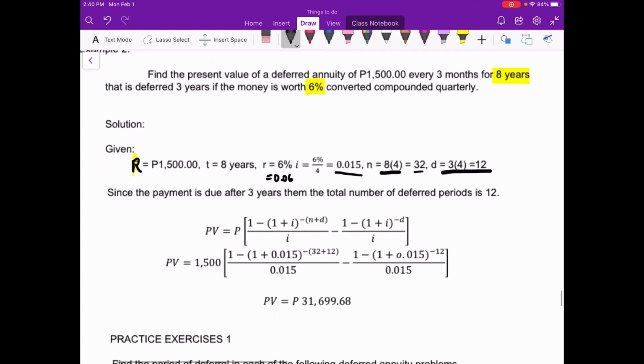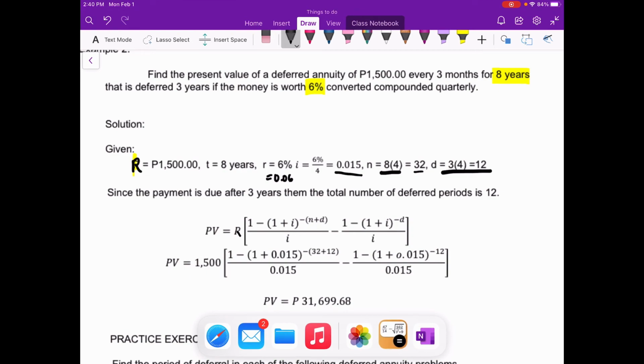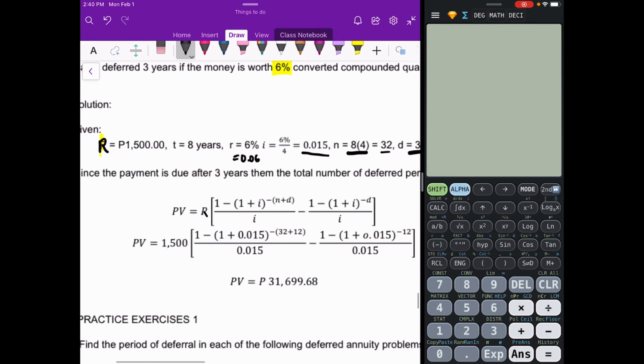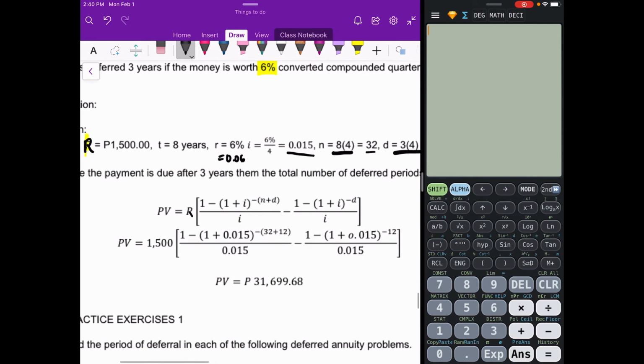So, let's now substitute. We have this formula. Again, for our R, that is 1,500. And then for our I, that is 0.015. And then for our N and our D, just substitute it. And then we could use our calculator again. So, let's clear this. For our substitution, this is our input in the calculator.